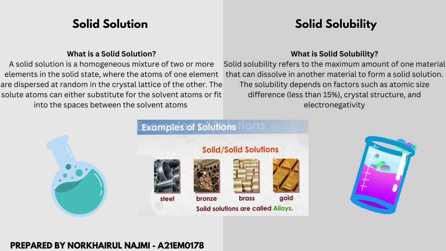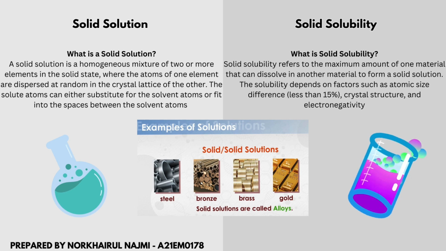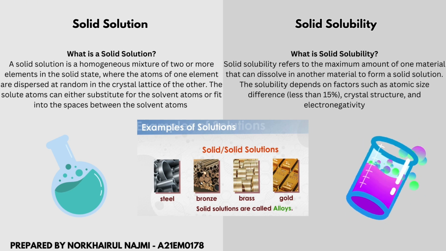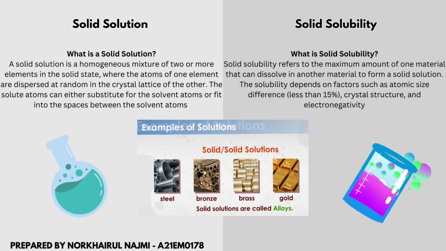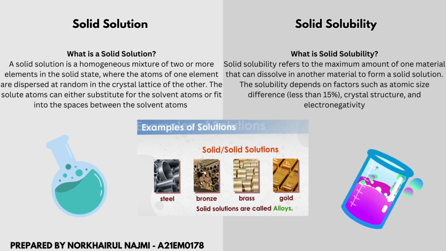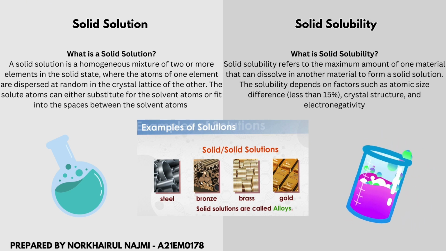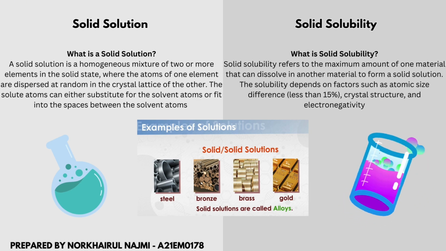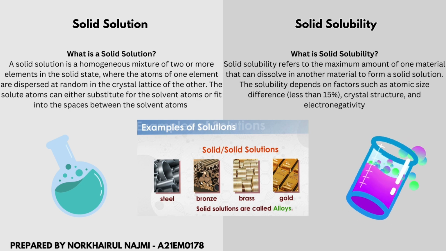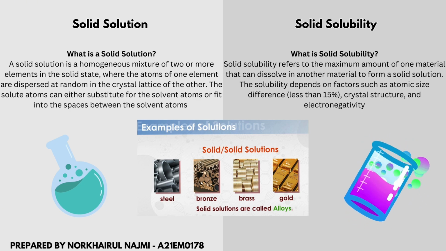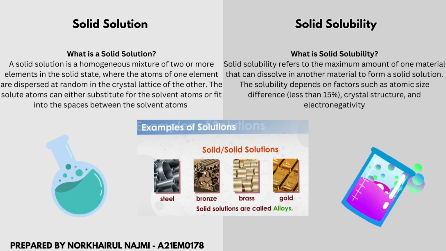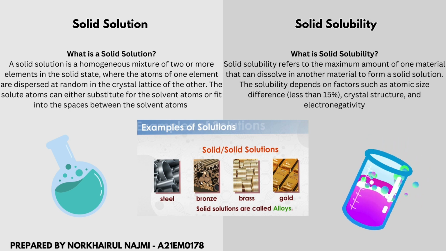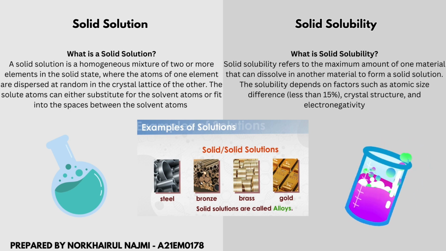Second one is solid solubility. Solid solubility refers to the maximum amount of material that can dissolve in another material to form a solid solution. The solubility depends on factors such as atomic size difference less than 15%, crystal structure, and electronegativity. So examples of solid solutions are steel, bronze, brass, and gold.